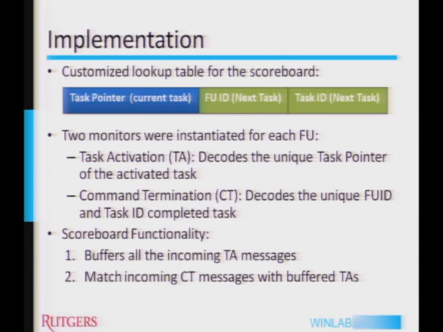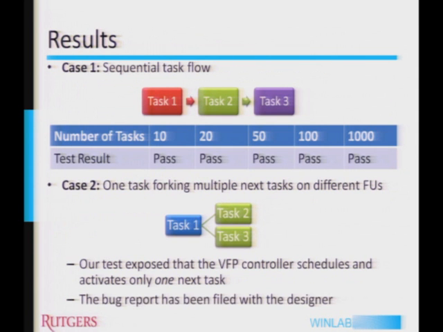So the functionality of the scoreboard is to buffer all the incoming task pointer messages, and whenever it gets a command termination message, it tries to match the task ID and the FU ID with the task pointer to see if this pertains to a task which has already been triggered before. And when a match is found, then the particular value in the buffer is flushed out. So test results can be understood when, at the end of the simulation, the buffer of the scoreboard is empty.